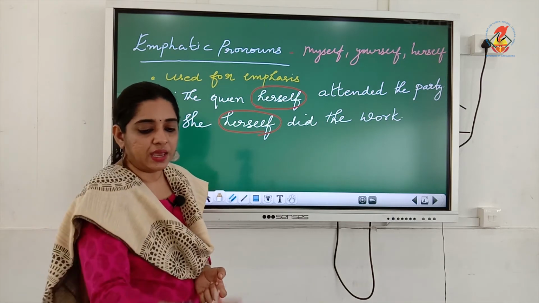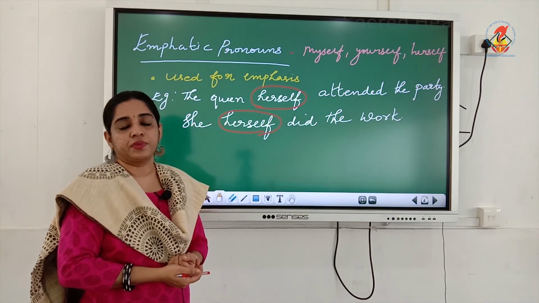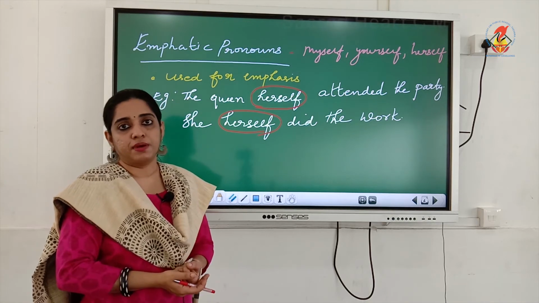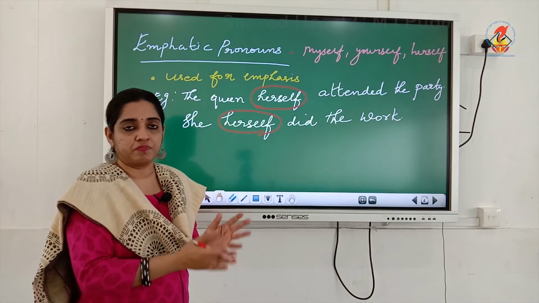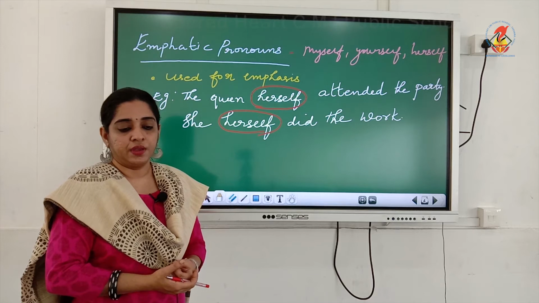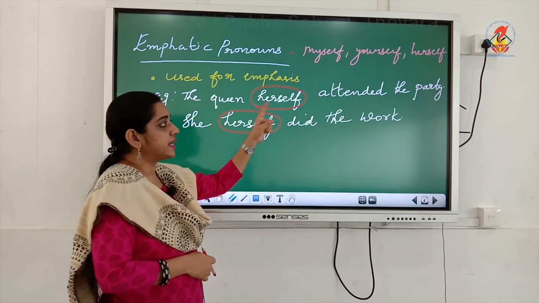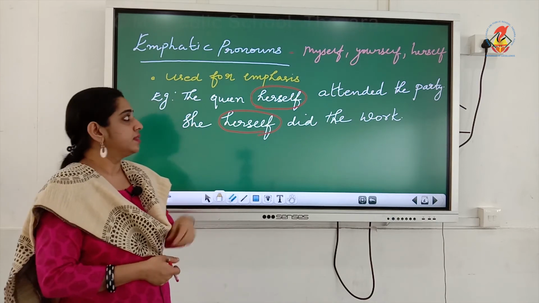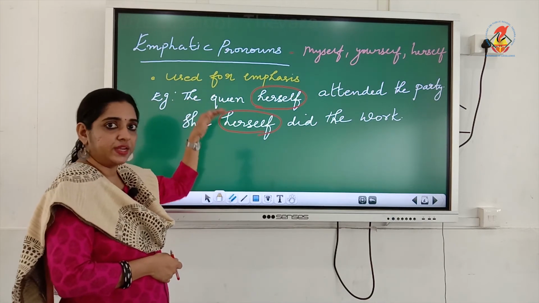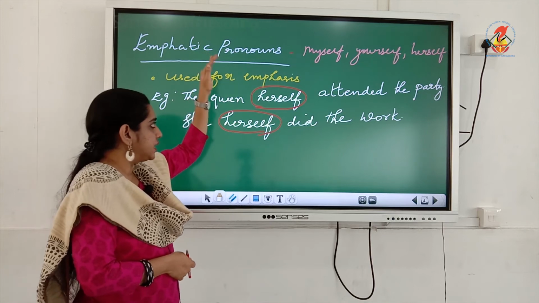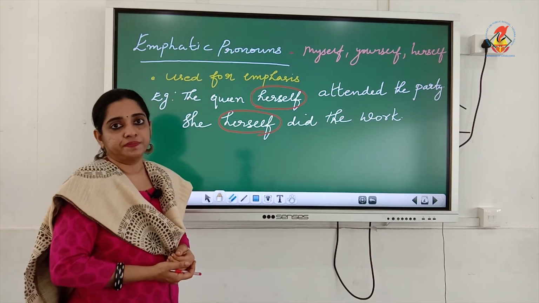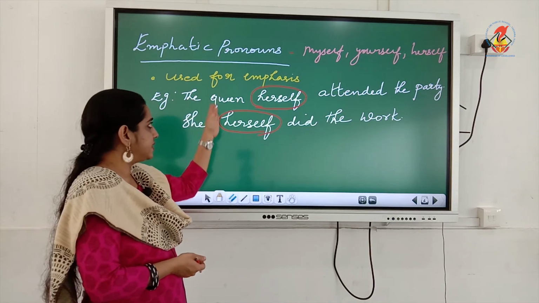Okay, now he himself paid the money. He himself paid the money. That means I am giving importance to the subject, he. Now see, the queen herself attended the party. That means I am giving importance to the queen two times. I said the queen herself attended the party. That means I am stressing the subject.